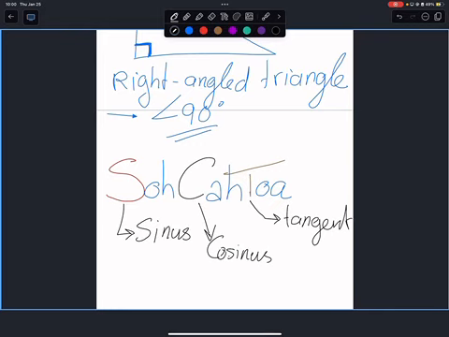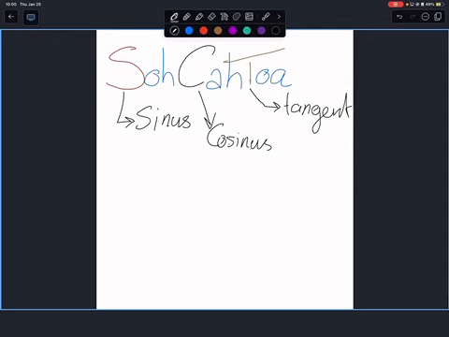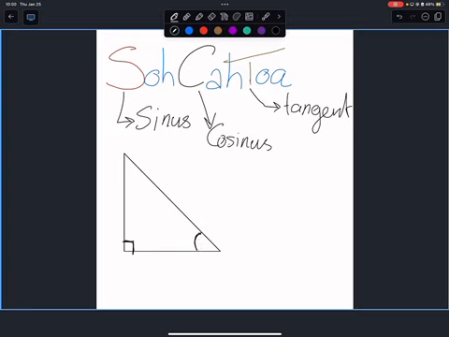You have a right angle triangle. You always look from the angle. Always look from the angle. So, if you have a triangle, I would like to measure the angle of C. I would like to know the angle of C. You're always looking from the angle.